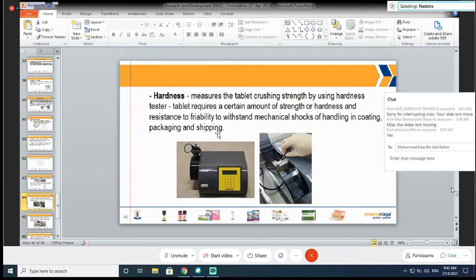Actually, the tablet requires a certain amount of strength or hardness to withstand the mechanical shock of handling during the coating, packaging, and shipping. So by using this hardness tester, we need to key in the diameter of the tablet, and we put the tablet here and we test the hardness. So the hardness, usually the unit is in Newton.